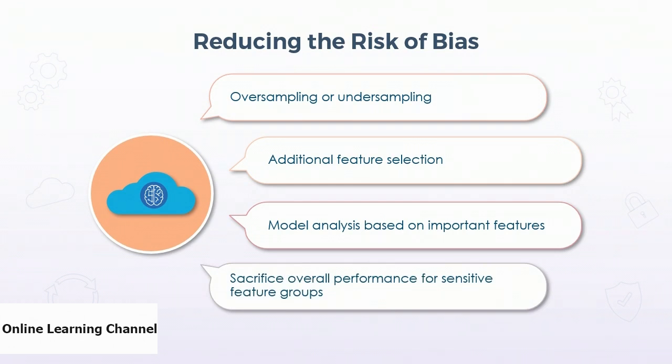And finally, you can simply sacrifice the overall performance of your model for sensitive feature groups. In other words, maybe something like age really should be a bias on your model. Your recall and precision rates might go down, but if you're accurate, maybe that's good enough.